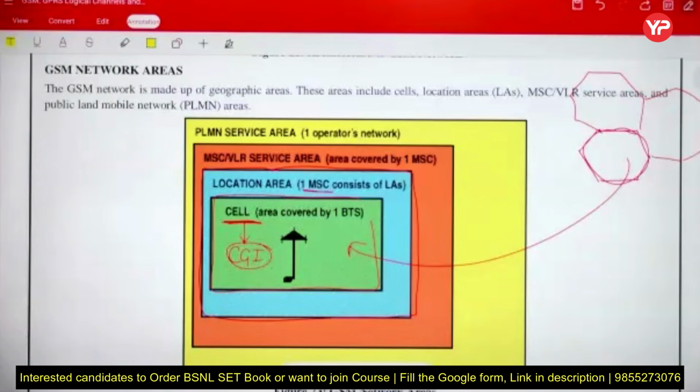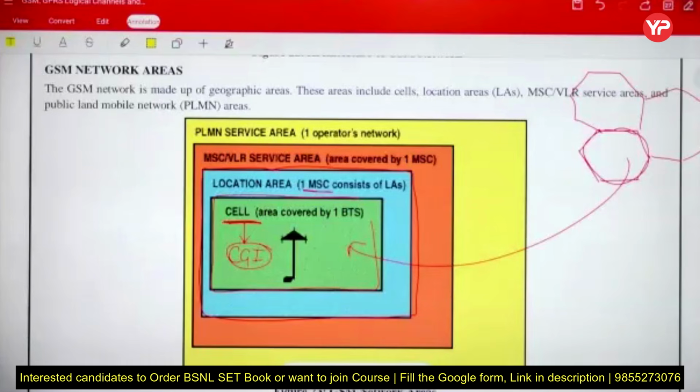Let's take an example. You connect a call to your friend, right? So when you connect a call, how does it understand that the call will go to your friend? There are several things inside that. The first thing we have to do is identify in which cell your friend's number is currently working. So that cell number will be identified.